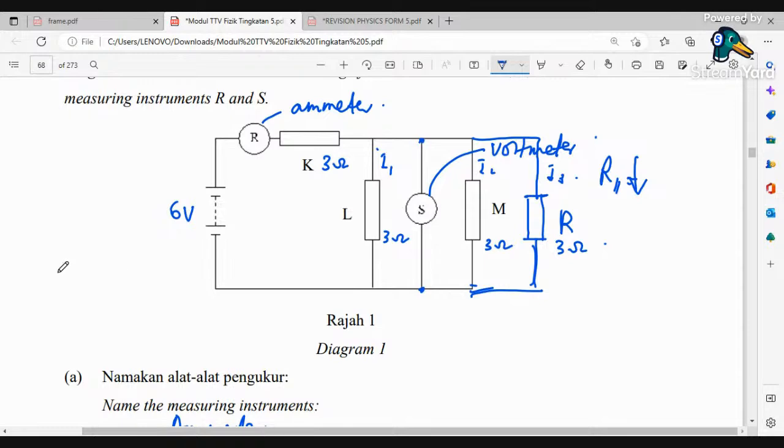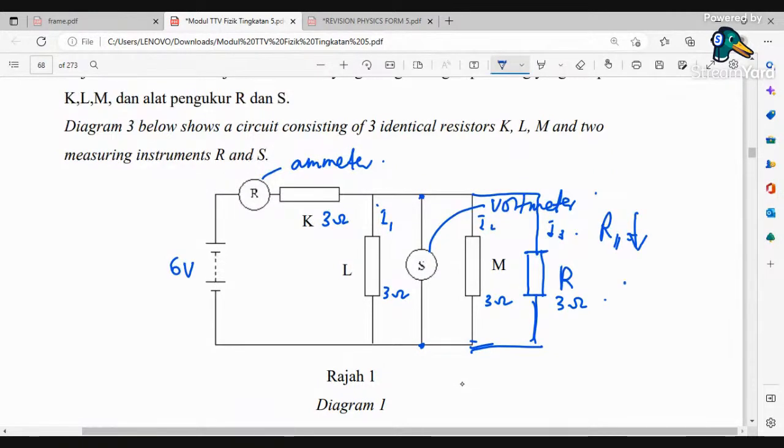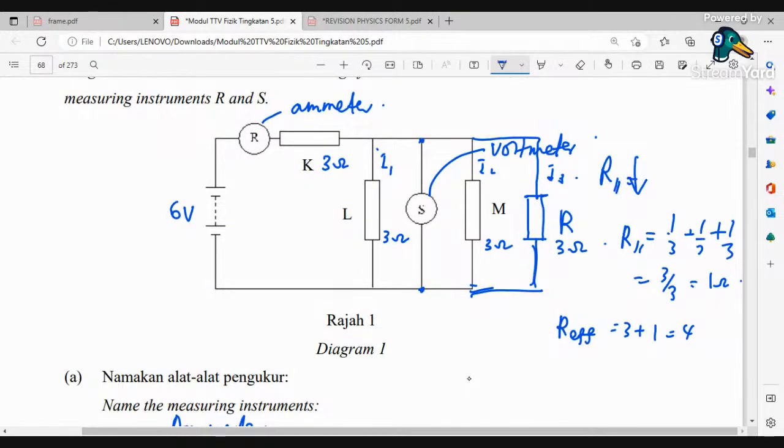Okay, if you cannot get it, you can just put a value and try to calculate once again. R parallel equals 1/3 plus 1/3 plus 1/3. This 3/3 equals 1 ohm. So the effective resistance for the whole circuit will be 3 plus 1, which is 4. Okay, so total current equals total voltage divided by R effective. So you will have 6 divided by 4, you have 1.5 ampere.